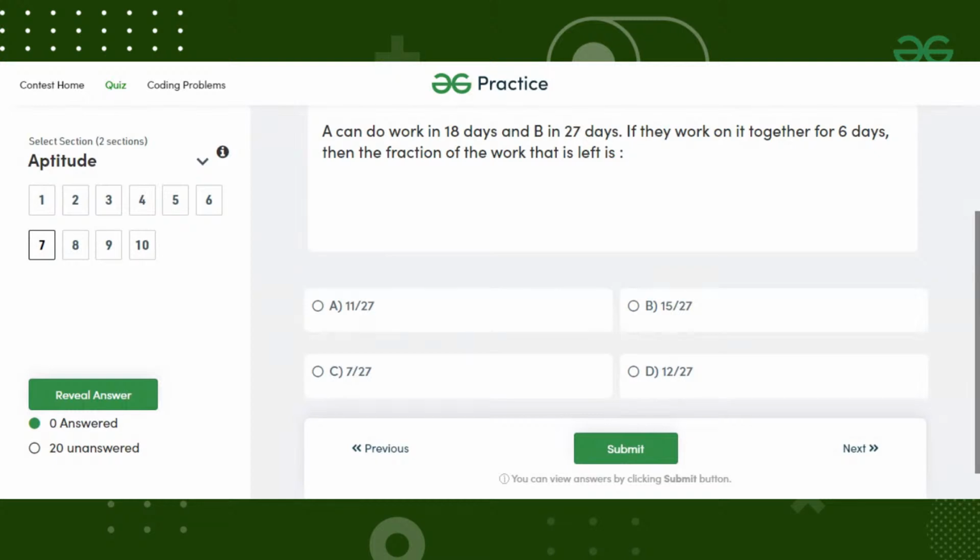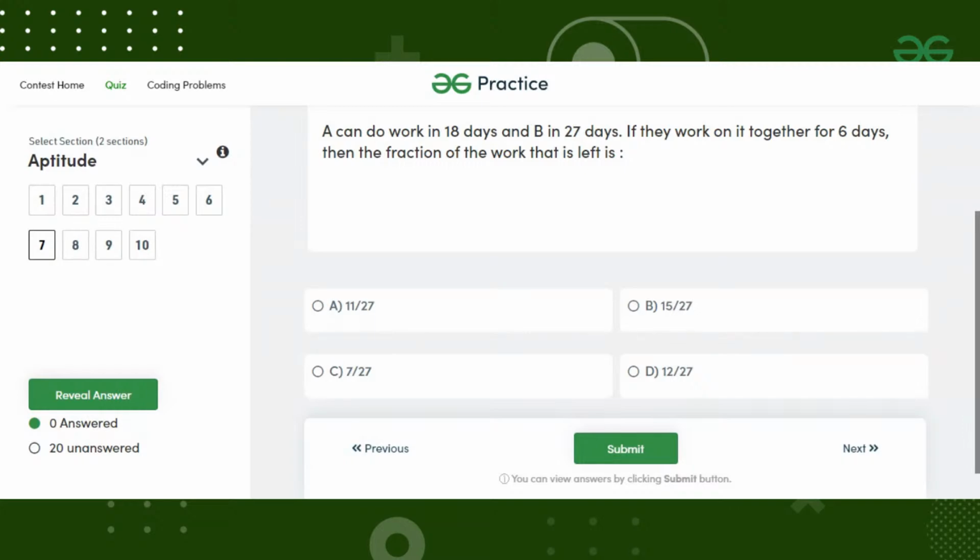So we need to find out the fraction that is left. Here again we'll find out the work done in one day, that is 1 by 18 by one person and 1 by 27 by the other person, right? Now this is the work for one day. Now if they're working for 6 days, how much can they work? That is 6 into, we can write this as 5 by 54.